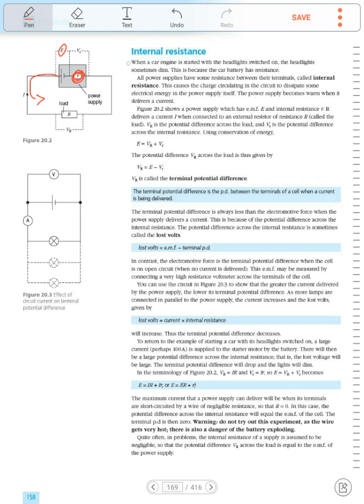Now, when a car engine is started with the headlights switched on, the headlights sometimes dim. This is because the car battery has a resistance. So the resistance inside will reduce the amount of current that can pass through. All power supplies have some resistance between their terminals called internal resistance. The term small r is used for internal resistance.